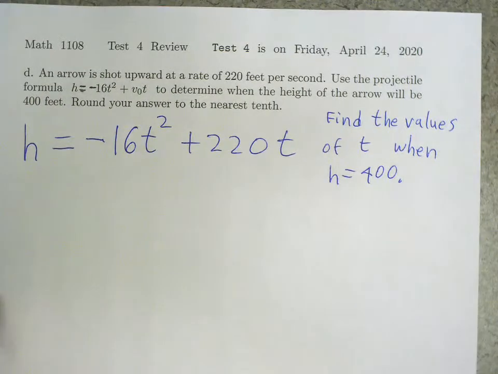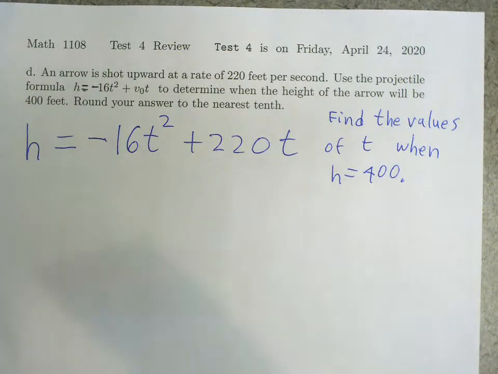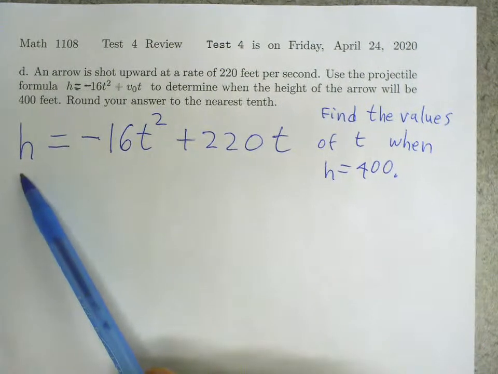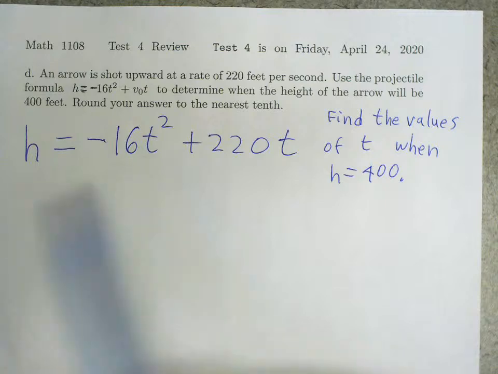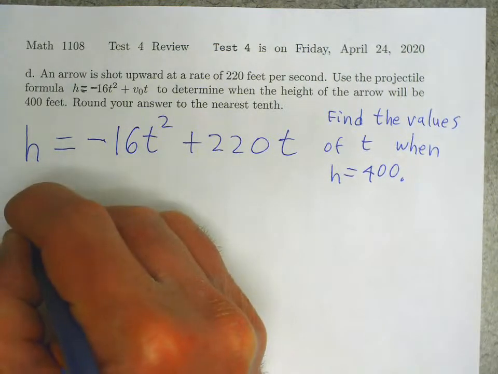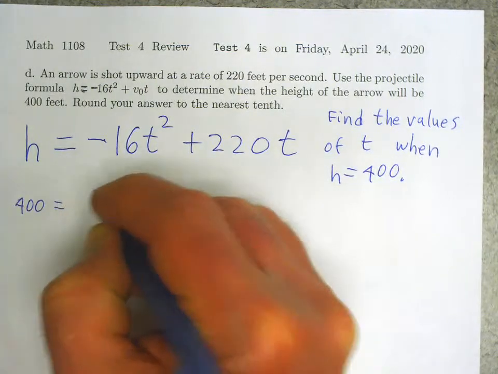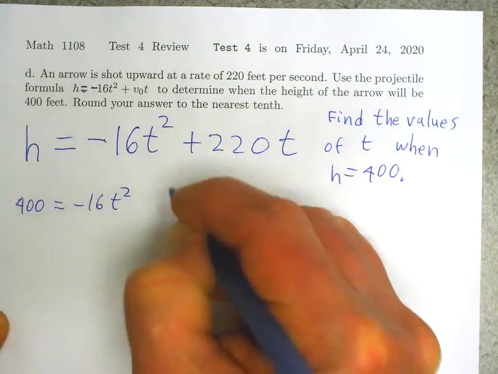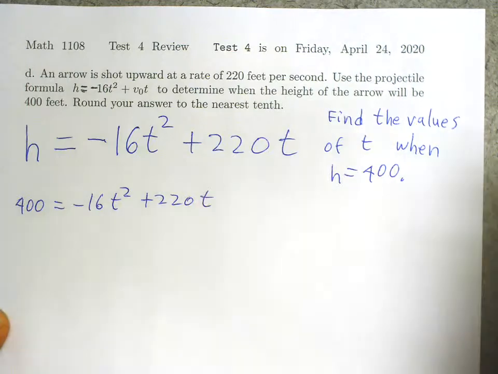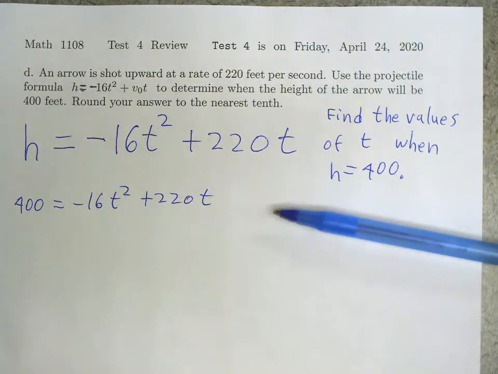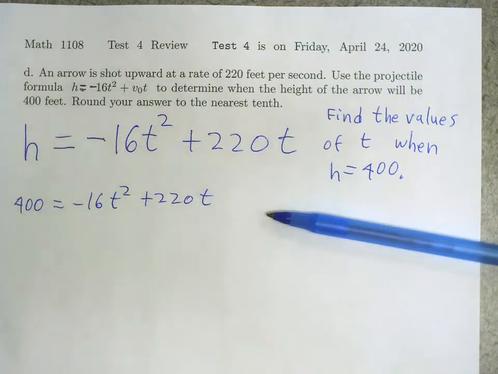So it helps to understand what a formula means. It helps to be able to answer the question. So we're going to replace h with 400 and then solve the resulting equation for t. So replace h with 400, so we get 400 equals negative 16 t to the second plus 220 t. This is a quadratic equation in the variable t, and we know how to solve any quadratic equation whatsoever.